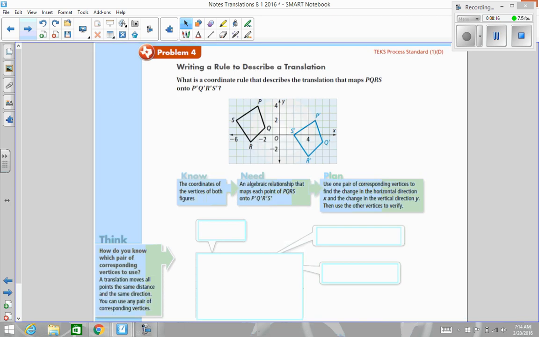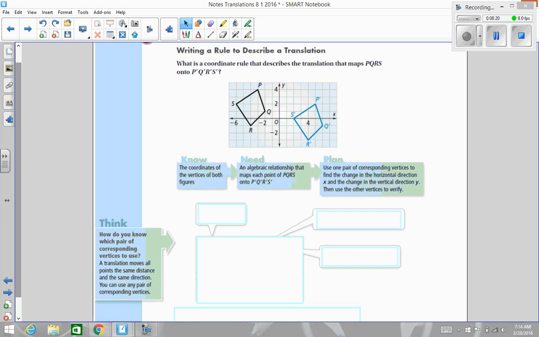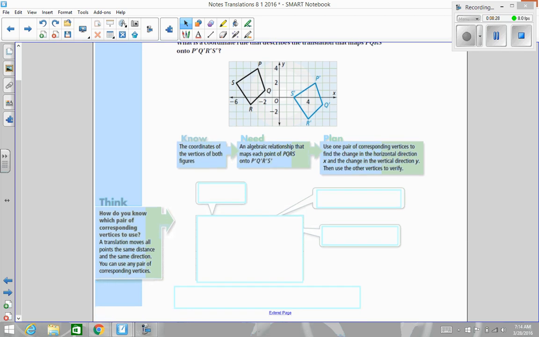All right, so describe the rule. This is another big thing we're going to ask you to do on the test, which is to actually describe the rule that was done. So what is the coordinate rule that describes the translation that maps PQRS onto P prime, Q prime, R prime, S prime? Some of the things we need to know: the coordinates of the vertices, and how do we go from one vertex to the next? Is this a rigid transformation? If it is, then we only have one rule to worry about. And then we write them out. So first things first.